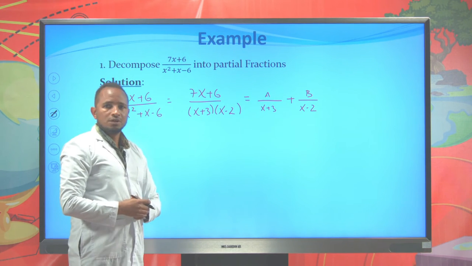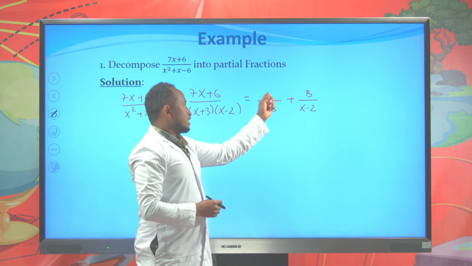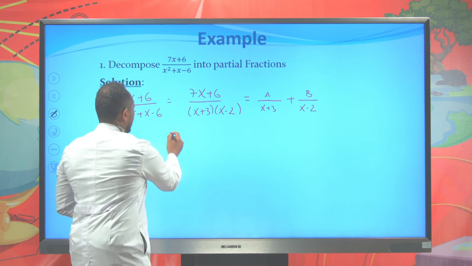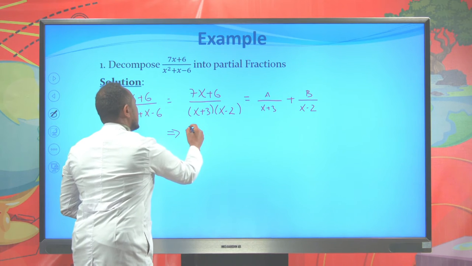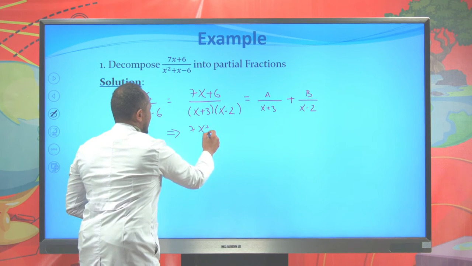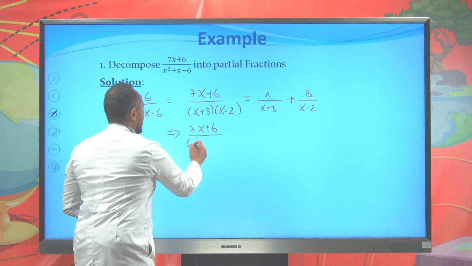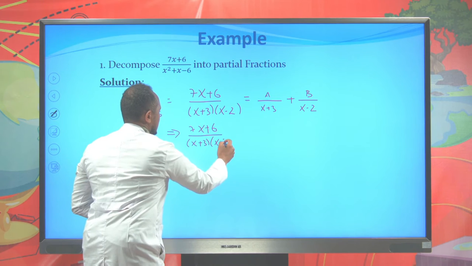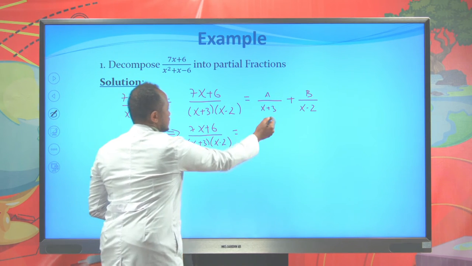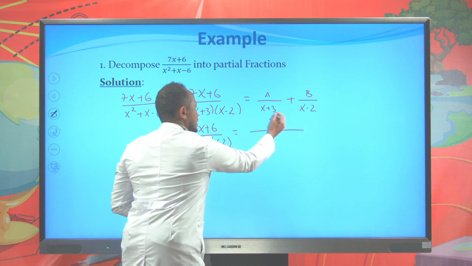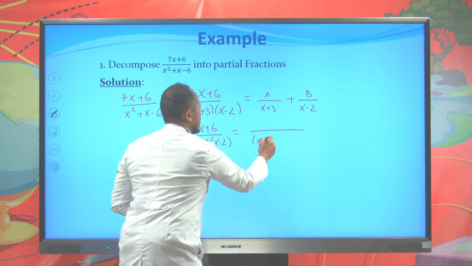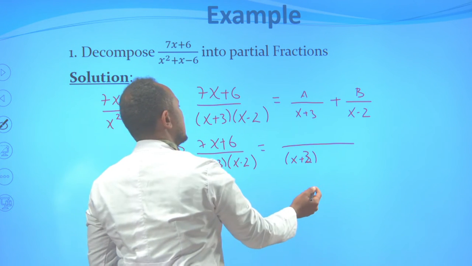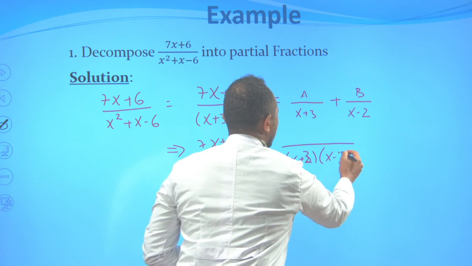So after this, you need to find the constants A and B. To find them, you proceed like this. This implies that the expression 7x plus 6 over x plus 3 times x minus 2 equals the LCM of these two expressions, which is the product, x plus 3 times x minus 2.